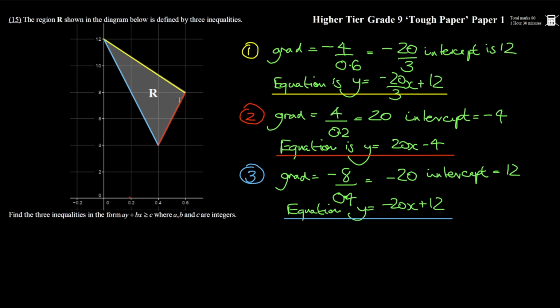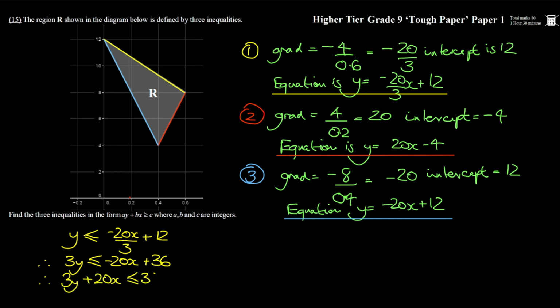So looking at line 1, the yellow line, the region is below. So we start off with y is less than or equal to negative 20x over 3 plus 12. Now they want all of these in integers, so I'm going to have to multiply through by 3. So this is 3y less than or equal to negative 20x plus 36. And now they want x and y both on the same side of the inequality sign. So we get 3y plus 20x is less than or equal to 36.